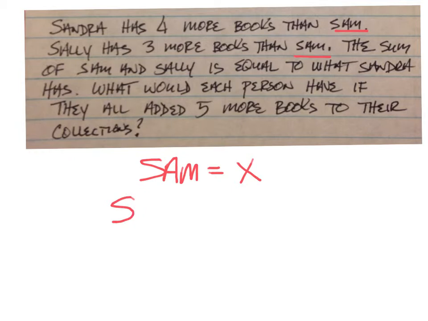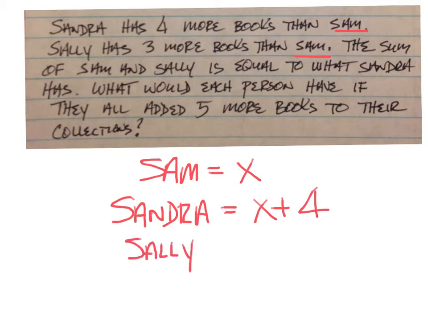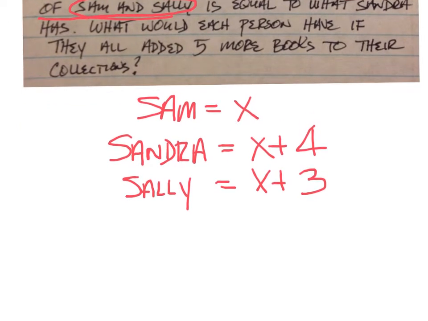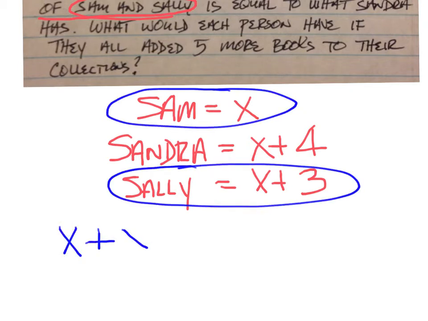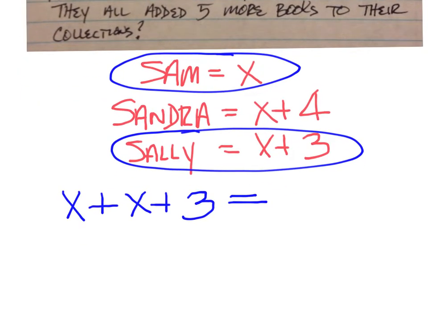So Sandra has 4 more than Sam. So X plus 4. And then you have Sally. Sally has 3 more than Sam, so X plus 3. The sum of Sam and Sally, here's Sam and here's Sally. That's X plus 3. Is equal to what Sandra has. Here's Sandra. So equals X plus 4.